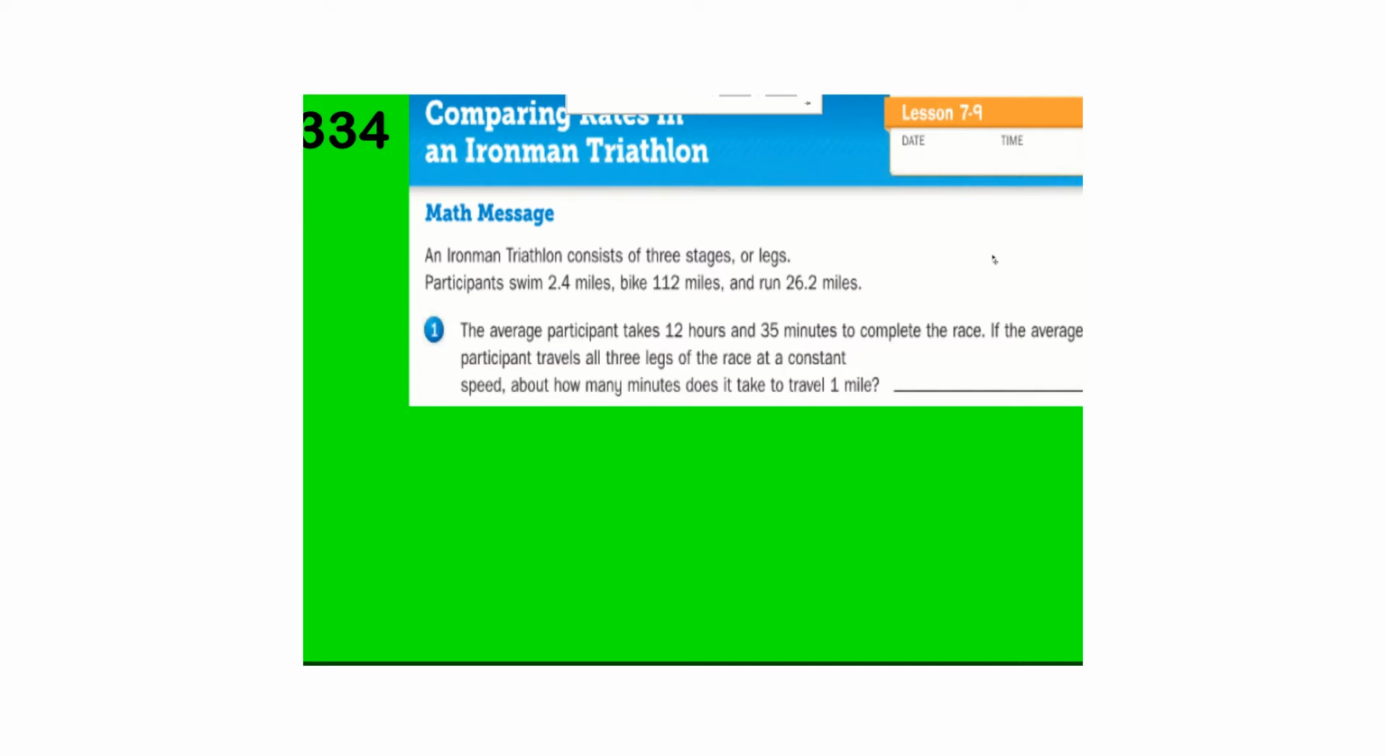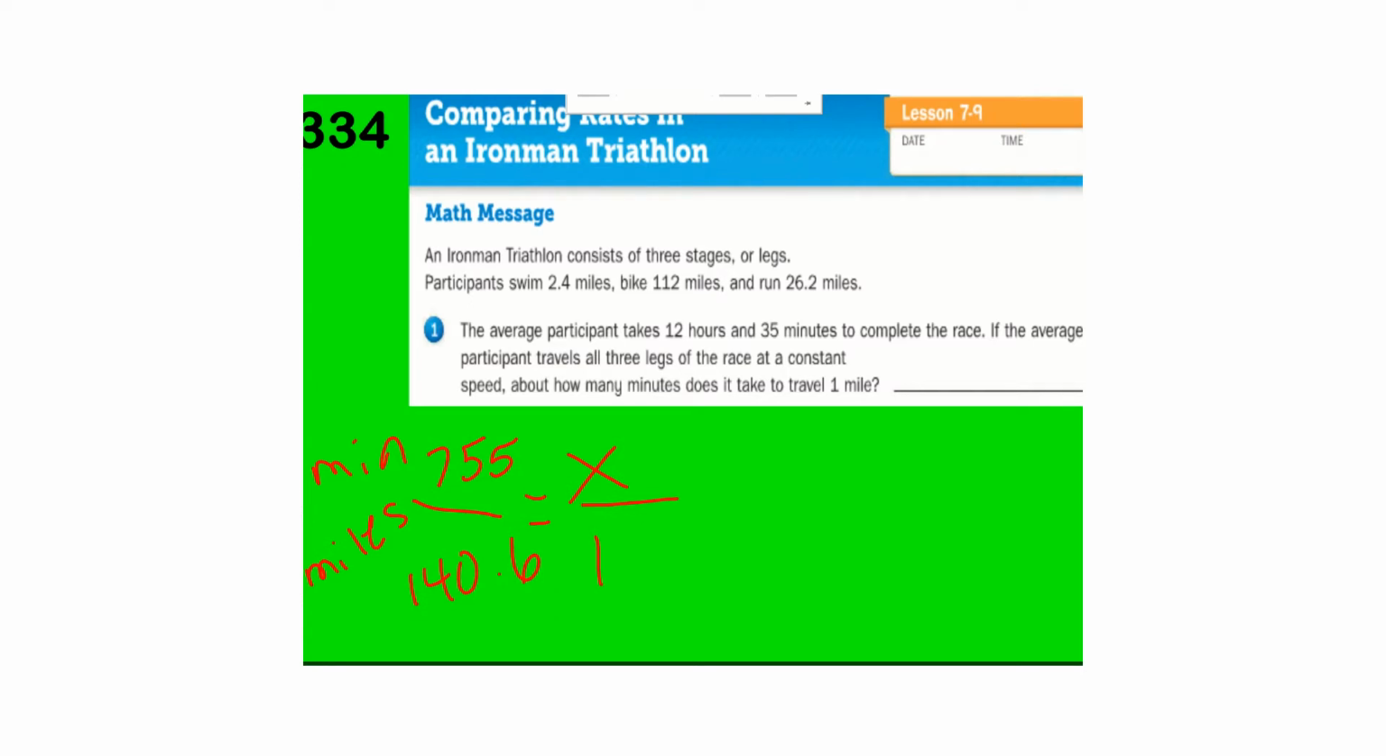So go ahead and figure that out. You should be able to use a proportion on this one. Pause the video. I started to set up my proportion there, minutes and miles. So 1 mile, we don't know how many minutes. So how many miles are they going? Need to figure that out. And how many minutes did that take? 12 hours and 35 minutes.